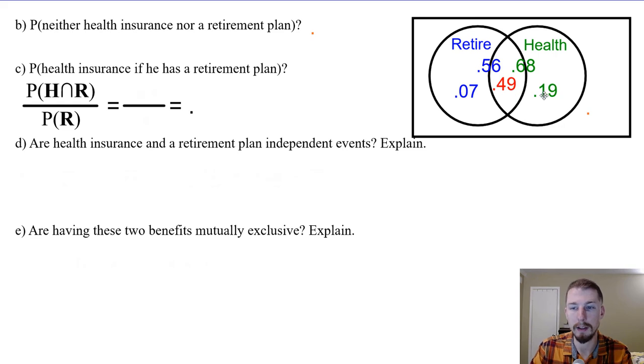All right, so I'm going to add these together. So 7% plus 49% plus 19%, and subtract it from 1, which leaves me with 25% on the outside.